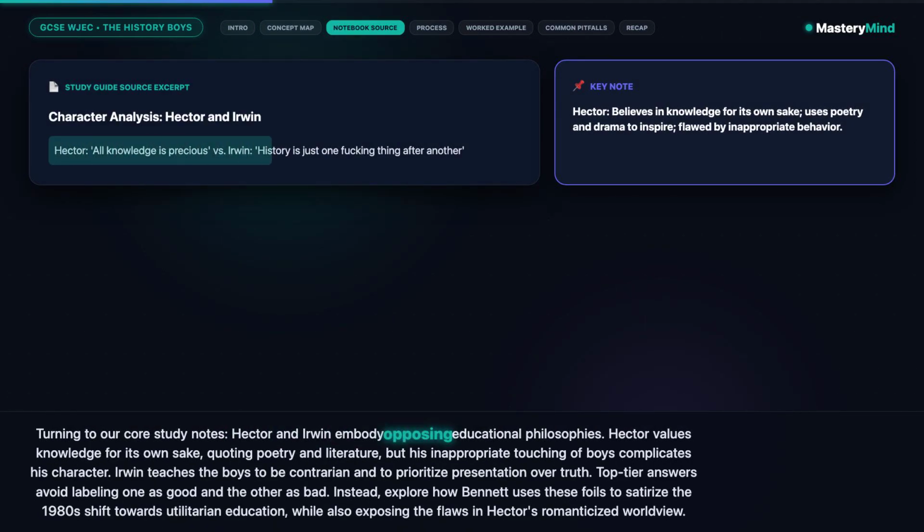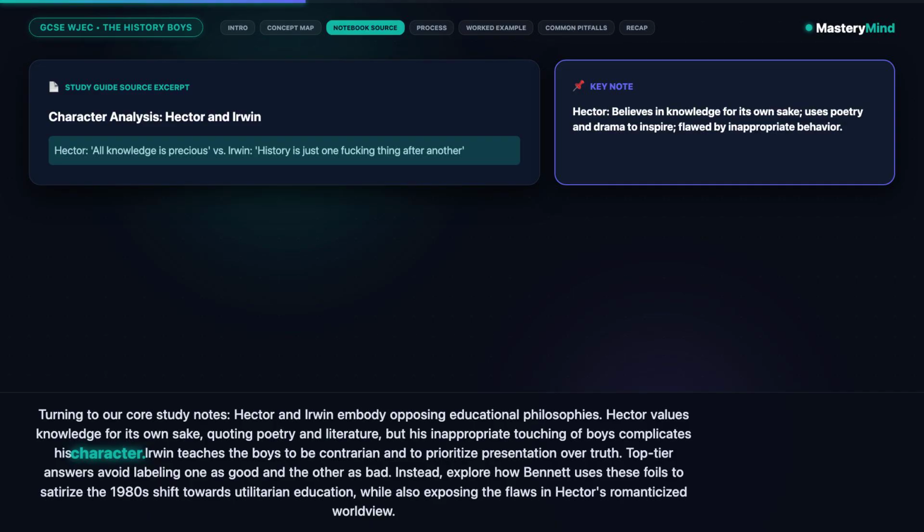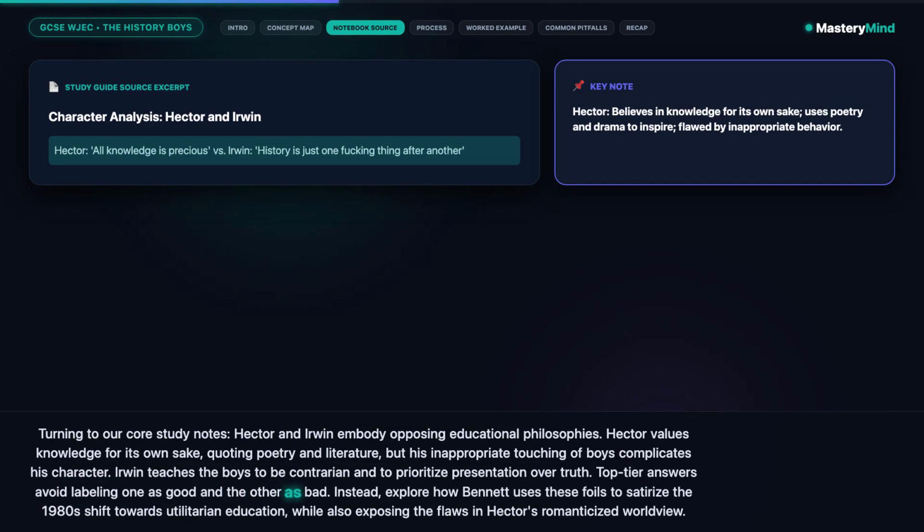Hector and Irwin embody opposing educational philosophies. Hector values knowledge for its own sake, quoting poetry and literature, but his inappropriate touching of boys complicates his character. Irwin teaches the boys to be contrarian and to prioritise presentation over truth. Top-tier answers avoid labelling one as good and the other as bad. Instead, explore how Bennett uses these foils to satirise the 1980s shift towards utilitarian education, while also exposing the flaws in Hector's romanticised worldview. Now let's examine Bennett's dramatic techniques.